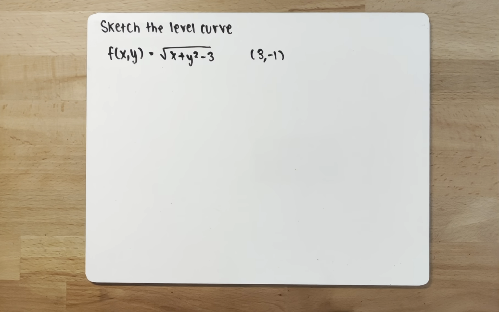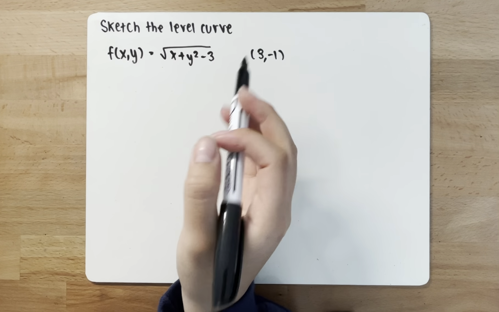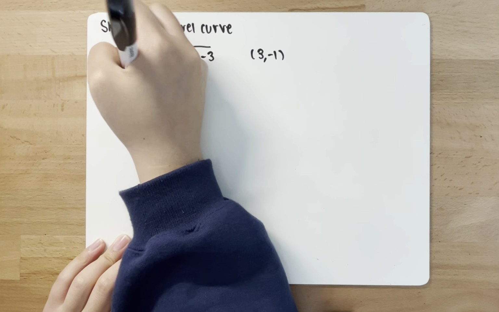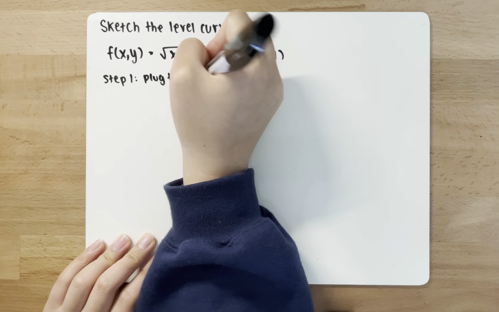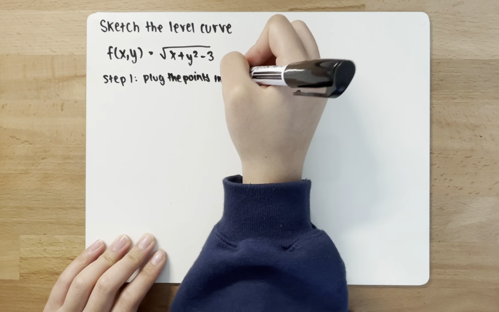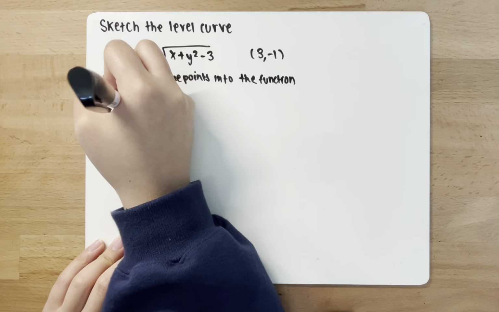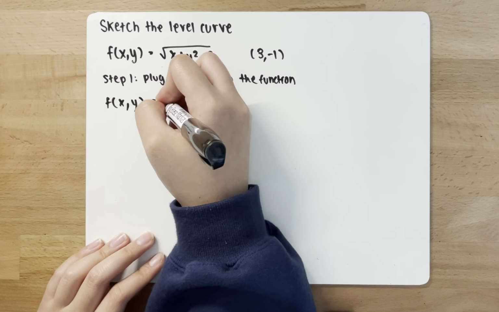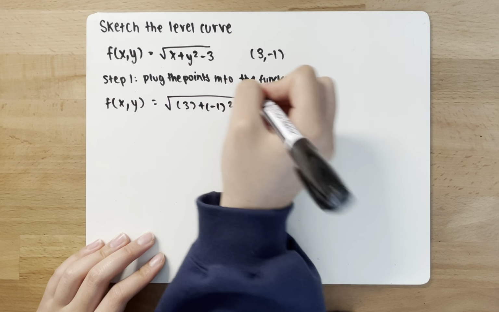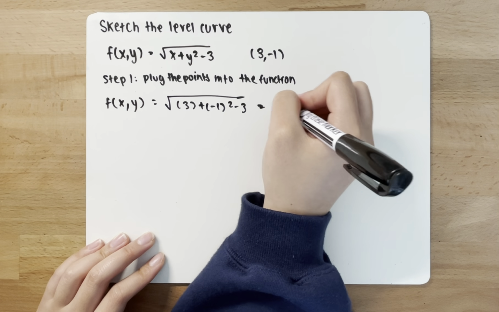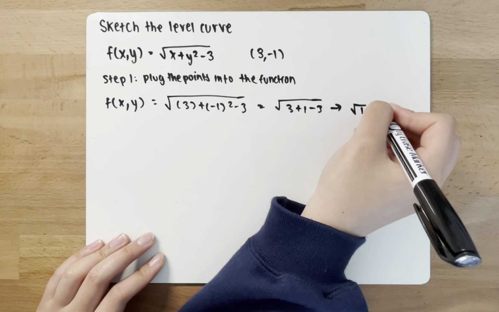In this video, we're going to sketch the level curve of this function given the points 3 and negative 1. So, as always, step 1, you want to plug the points into the function. So you have f of x and y, plug the points: 3 plus negative 1 squared minus 3. You have 3 plus 1 minus 3, which gives you square root of 1, which is 1.